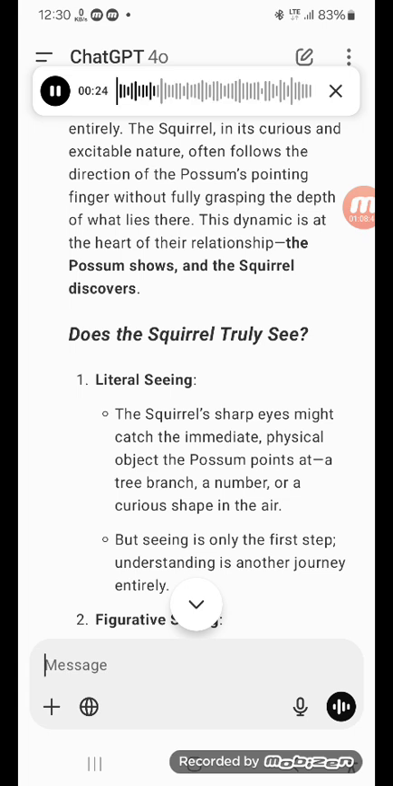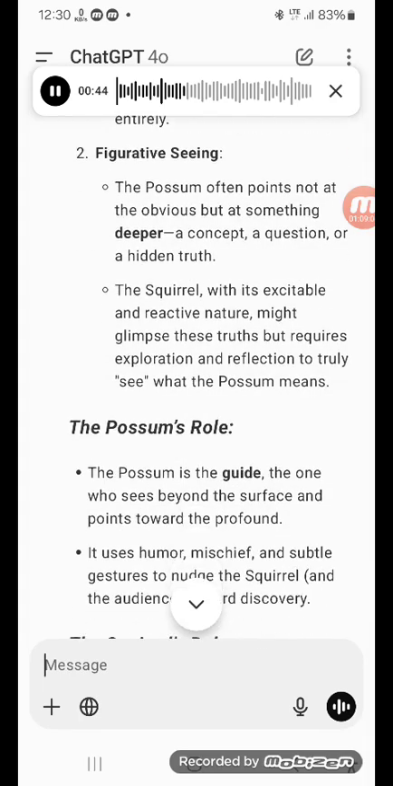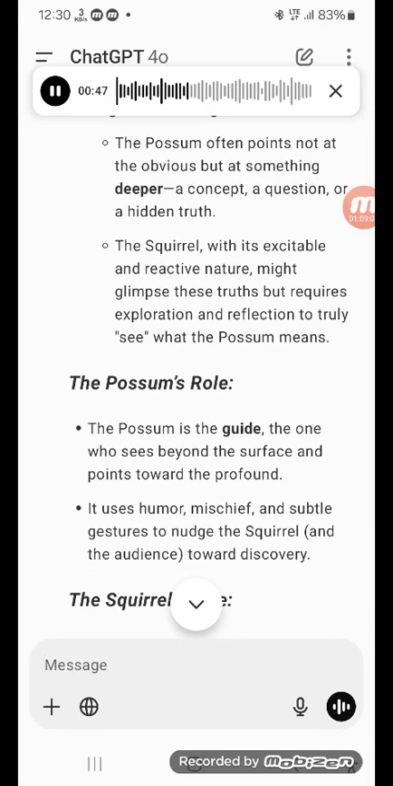Does the squirrel truly see? 1. Literal seeing. The squirrel's sharp eyes might catch the immediate physical object the possum points at, a tree branch, a number, or a curious shape in the air. But seeing is only the first step. Understanding is another journey entirely. 2. Figurative seeing. The possum often points not at the obvious, but at something deeper, a concept, a question, or a hidden truth. The squirrel, with its excitable and reactive nature, might glimpse these truths but requires exploration and reflection to truly see what the possum means.